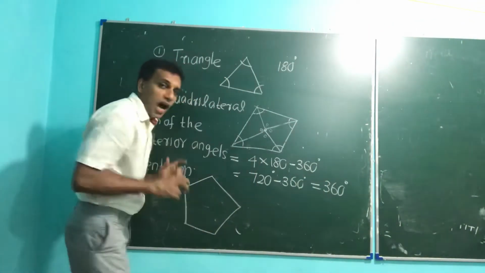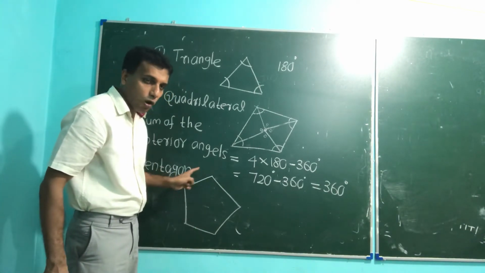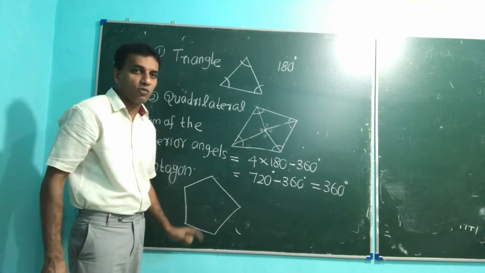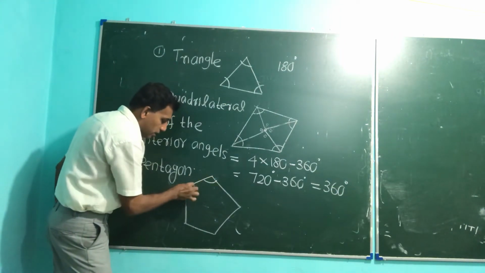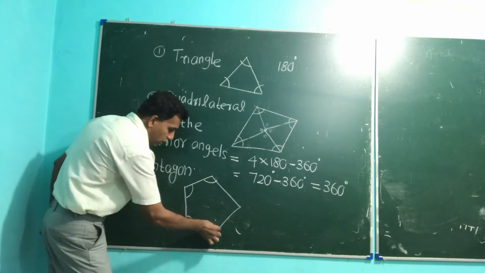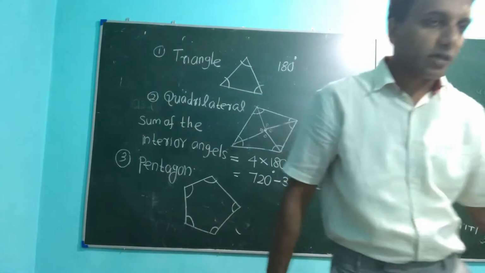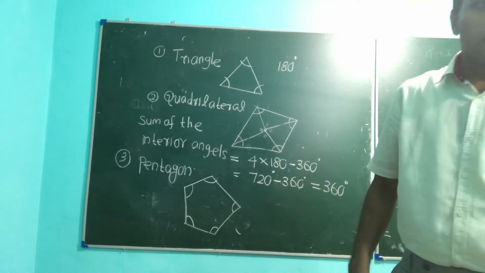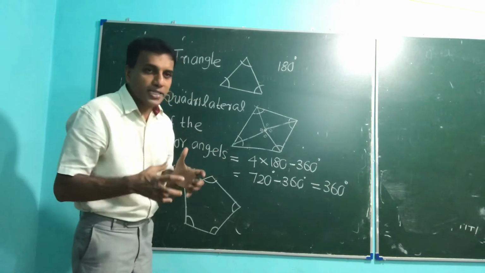So what is the answer of adding all the 5 angles? That means there are 5 angles, here an angle, here an angle. What is the answer? There's an easy method. We prepare how many triangles are available.